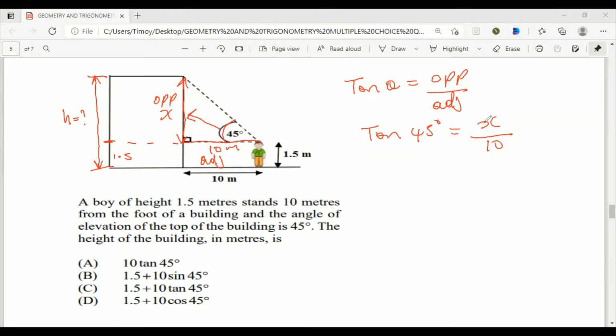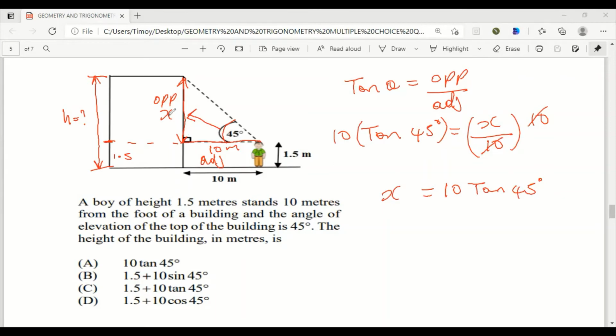So if we make x the subject, it's just a matter of multiplying both sides here by 10, right? So multiply this side by 10. Clearly you can see that 10 will cancel out 10, leaving us back with x. And x is therefore equal to 10 times tangent of 45 degrees, right? And this distance is the height of the triangle there.